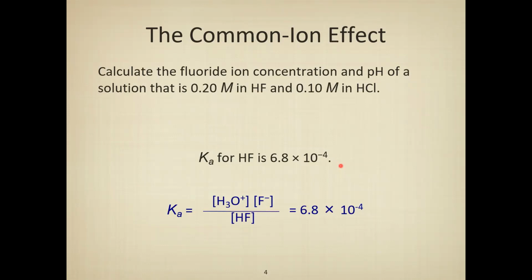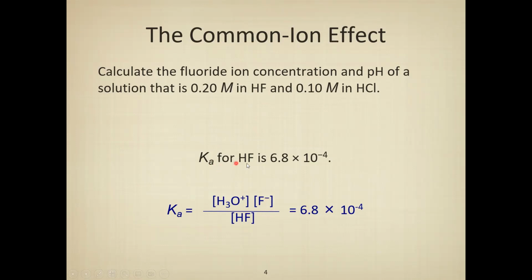And if we look at an example like we have here, we want to calculate the fluoride ion concentration and then determine the pH of a solution that's going to be 0.20 molar with respect to hydrofluoric acid, and it's going to be 0.10 molar with respect to hydrochloric acid. So we're going to have both of these acids present at these concentrations, and we want to think about what the fluoride ion concentration is going to be, so what's F minus, and then ultimately what the pH of the solution is going to be as well.